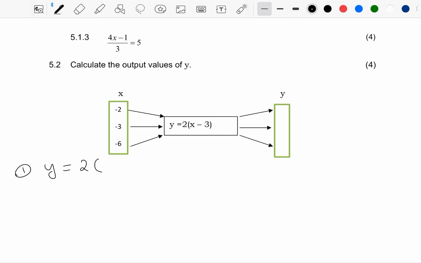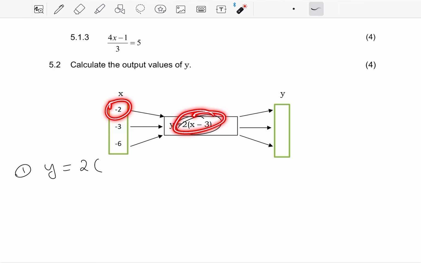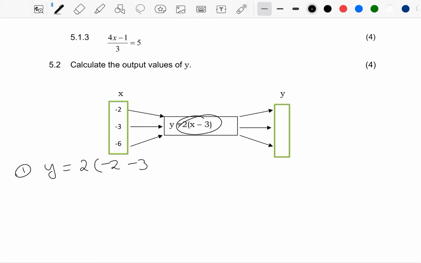So where there's x in this equation, you're going to put the value that you have. So if your x is -2, where there's x, I'm going to just put -2. It's going to be -2 minus 3, so it's going to be 2 times... well, not -6. -2 minus 3 is -5. That's -10. 2 times -5 is -10. So your answer here is -10.